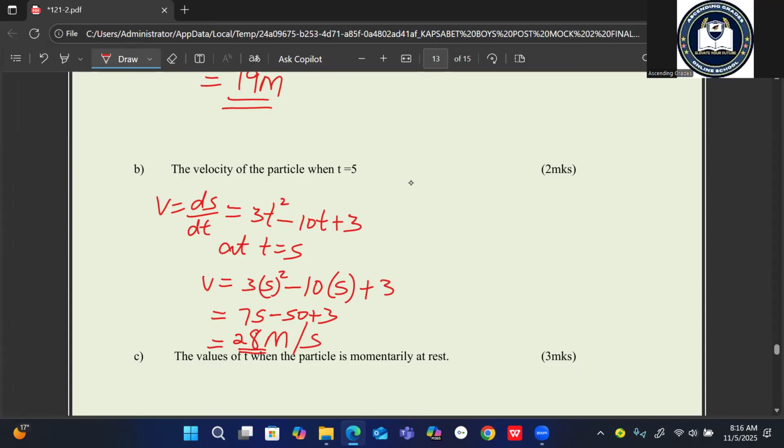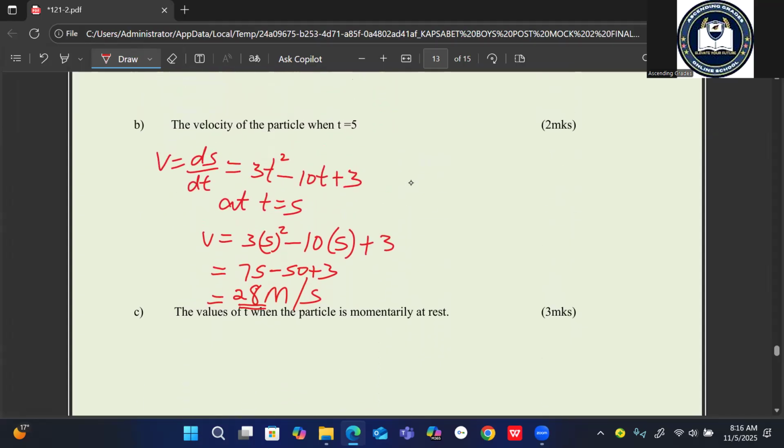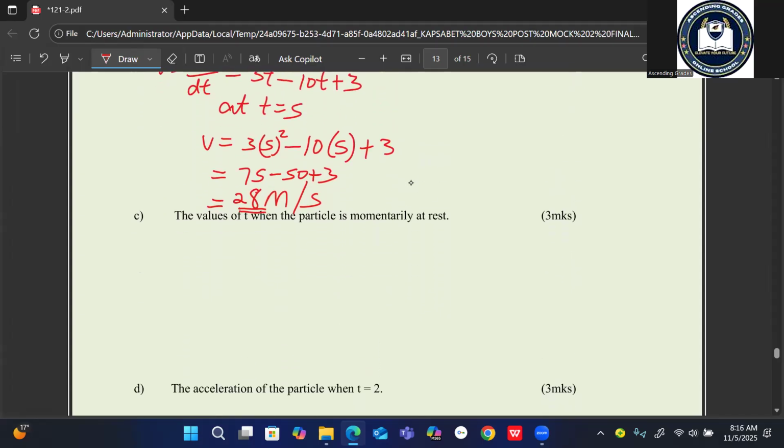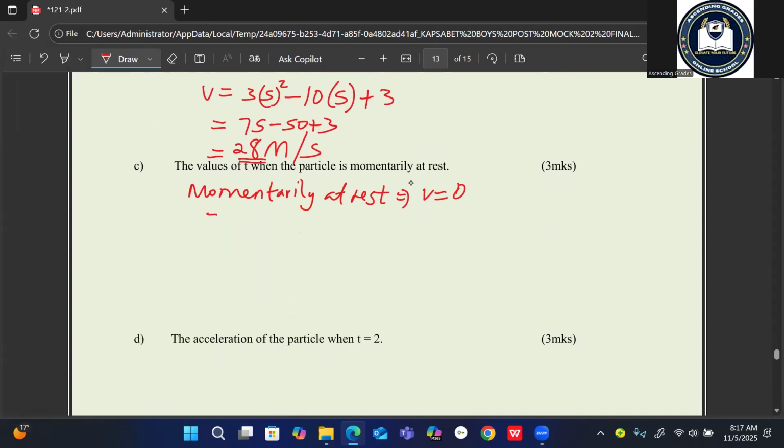So go to part C. The values of t when the particle is momentarily at rest. Momentarily at rest means that v is 0. So it means that the velocity should be 0. So 3t squared minus 10t plus 3 will be equal to 0. So we solve this one.